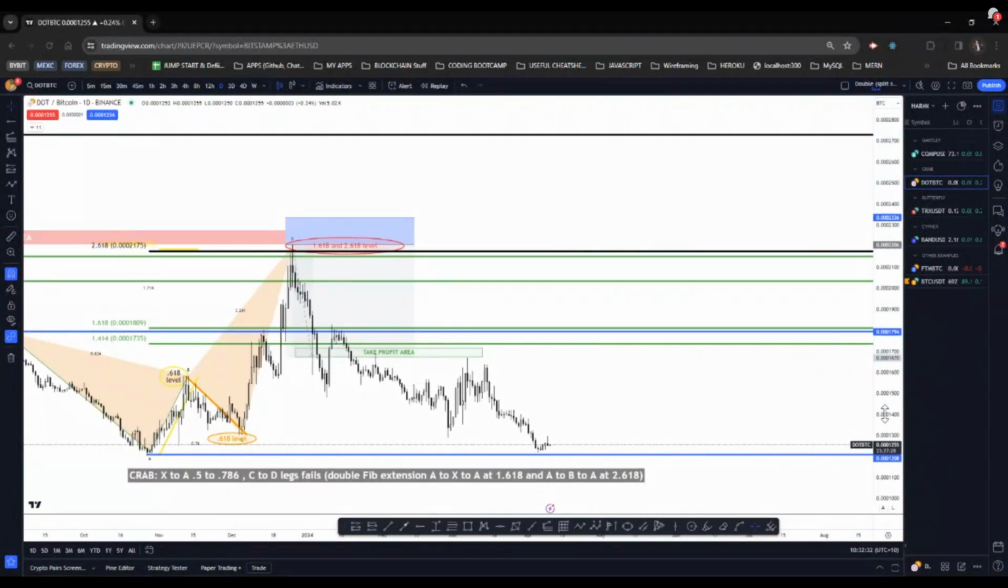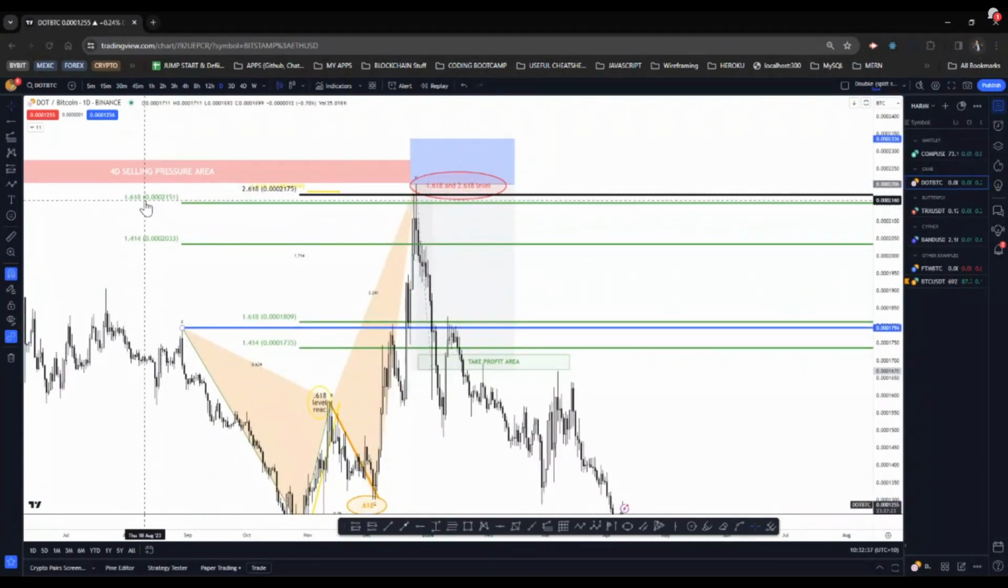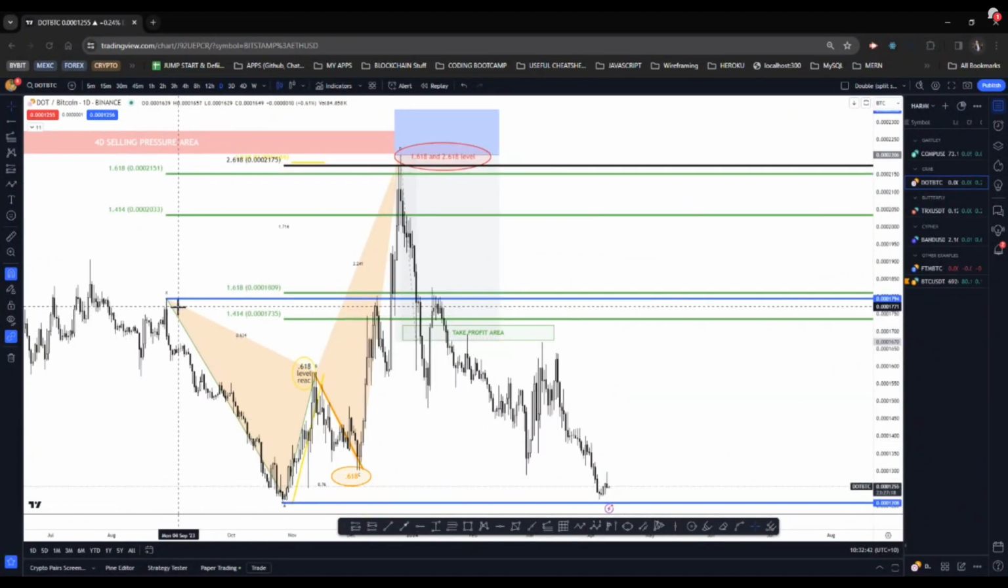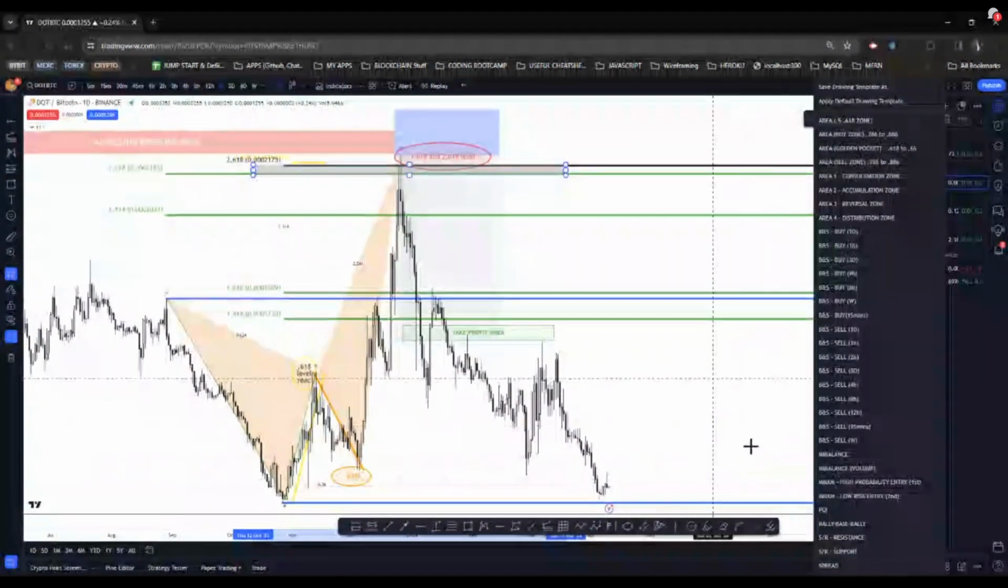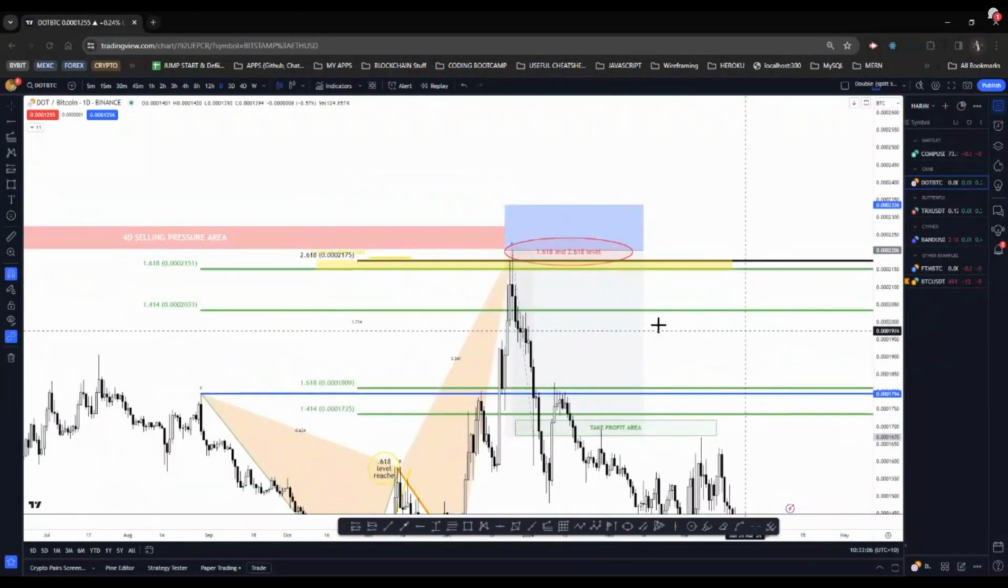So what I'm looking for is an area that is going to be 1.618 of the A to X, and another 2.618 area of A to B and back to A. So effectively, this area is what I was looking for. Can you see it? I'm at the yellow. This was my area of entry.